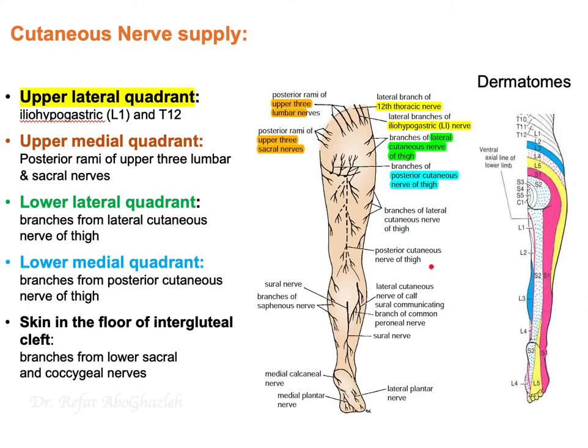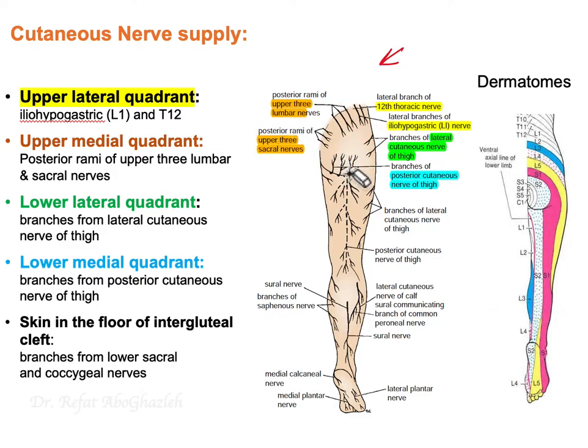Now, let us have a look at the cutaneous nerve supply of the buttock. Here, you look at the right lower limb, in which I would focus again on the buttock area, and we will divide it into maybe four parts, right? So here is the upper lateral quadrant, and here is the lower lateral quadrant, and here is the upper medial quadrant, and here is the lower medial quadrant.